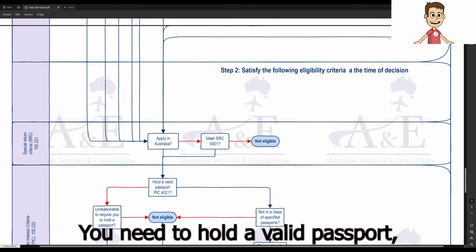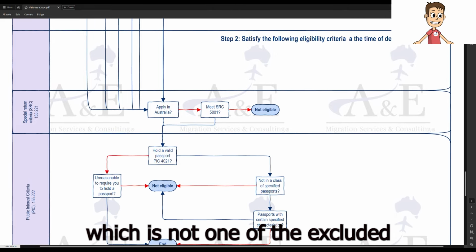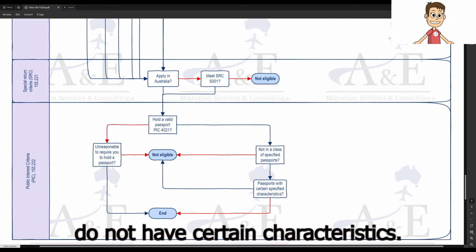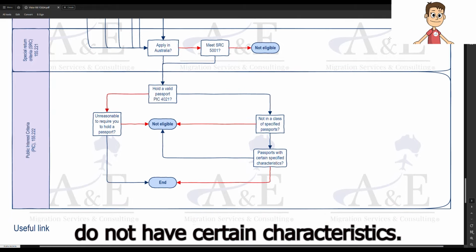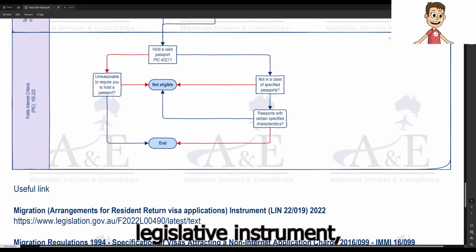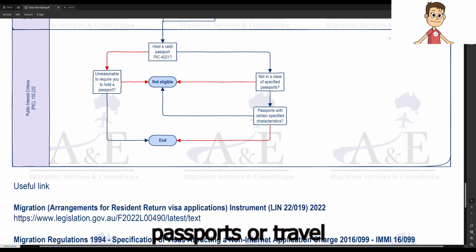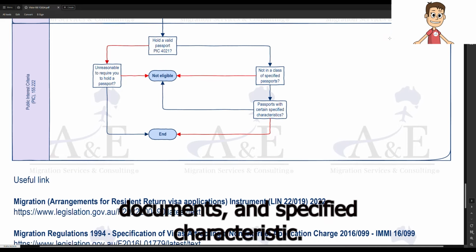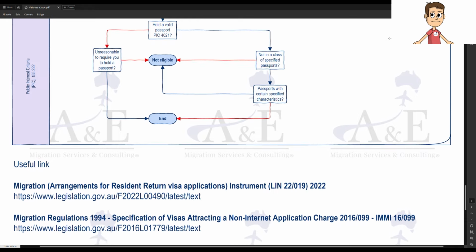You need to hold a valid passport which is not one of the excluded passports and which does not have certain characteristics. We have included the link to the relevant legislative instrument listing the excluded passports or travel documents and specified characteristics.